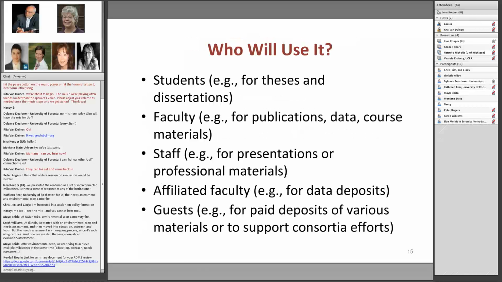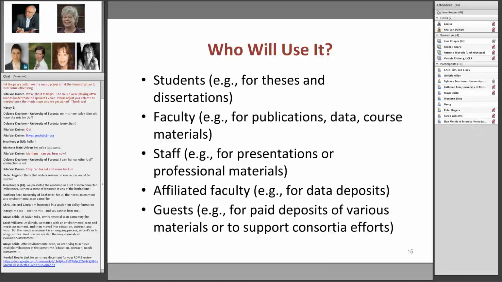Another question: your users, or your constituency. Again, there are some obvious categories. There are students, there are faculty, and they produce certain kinds of materials that need support. Staff may also have their own materials. If the institution supports a lot of collaborative projects or collaborative activity, there also might be other types of users, like affiliated faculty or guests.